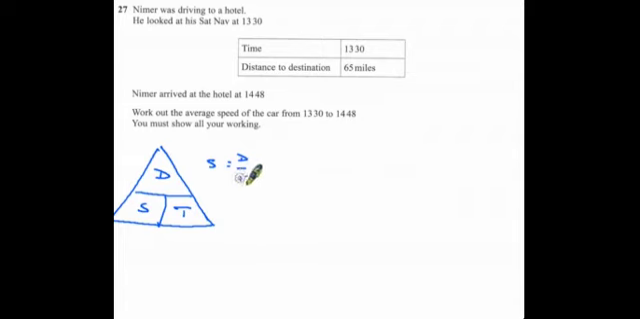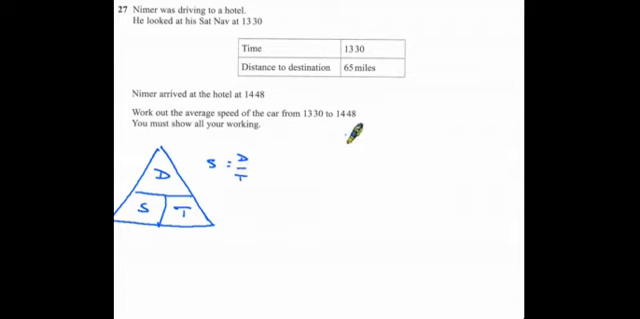Question 27. Nima was driving to a hotel. He looked at his sat-nav at 1:30. He arrived at the hotel at 14:48. Work out the average speed of his car from 1:30 to 14:48. Well, we need the formula to work this out, and it is one of the triangles that we use to remember the formula, and it is distance, speed and time. So this tells us that speed equals distance divided by time.